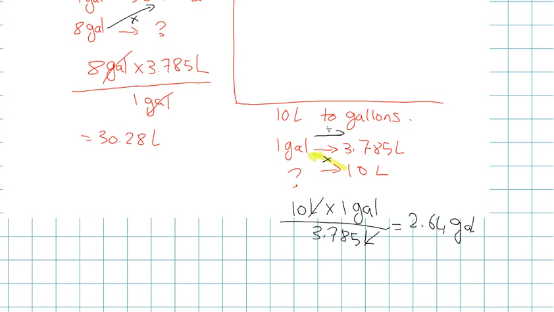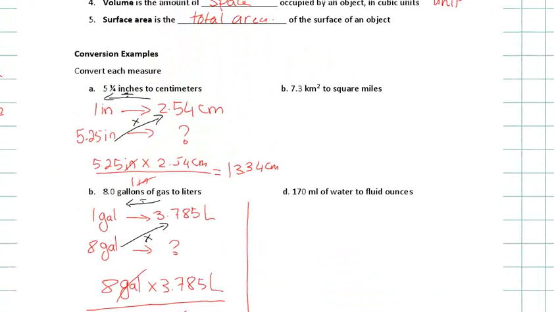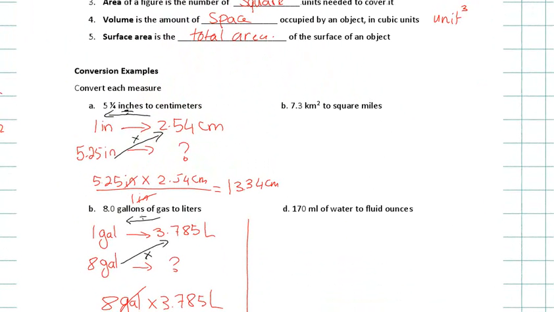Now sometimes things are not the same as in the table, okay? So, let's look at the next question. Are you guys done writing this? The next question is asking you to convert 7.3 kilometers squared to square miles. If you look at your table, do you have kilometers squared to square miles?